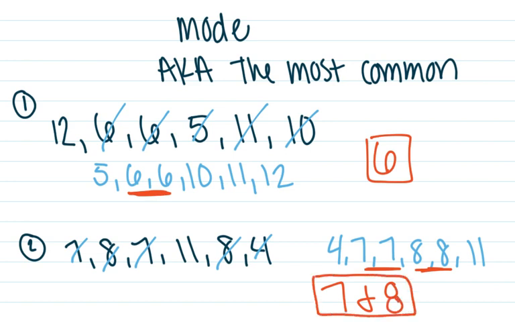You can have one mode, you can have more than one mode, and you can even have no mode. So if all of those numbers had been represented evenly and there was not one that was showing up more than the others, you would actually say that you have no mode at all, because they're all there the same amount of times.